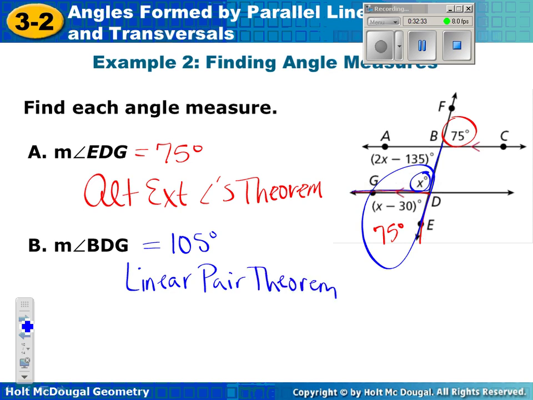Could we solve for x now? Or do we know what x is? Yeah, x is 105. Could we have solved for x here? Yeah, we could have said x minus 30 equals 75 and then added 30 and got 105. So if they ask us for x, we could find it, but we don't really have to use any of those expressions if we just look for the actual measurement on the picture.